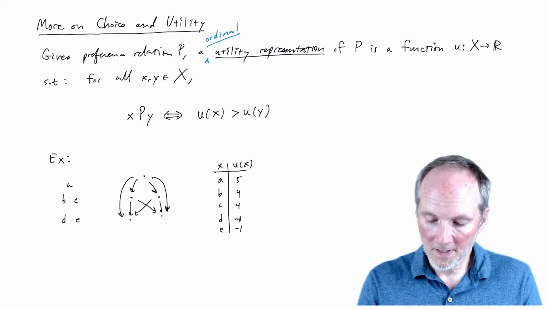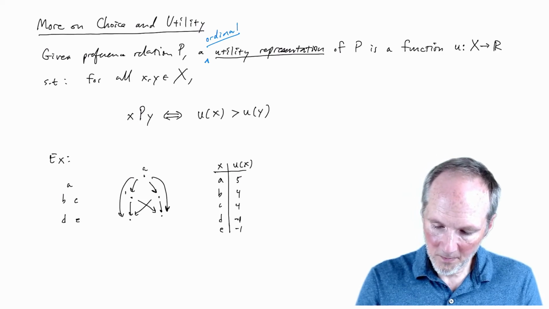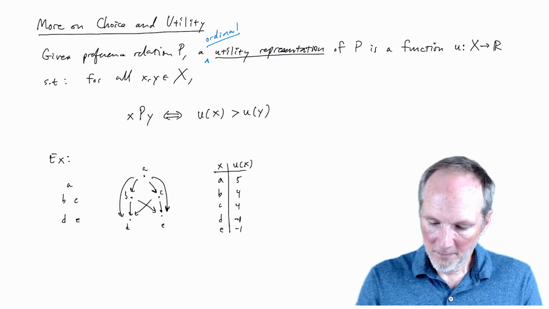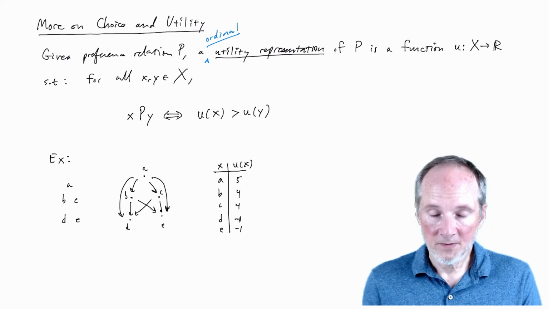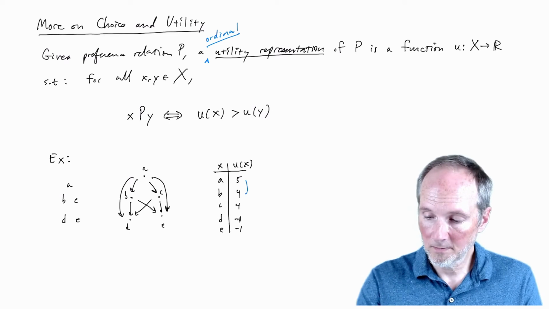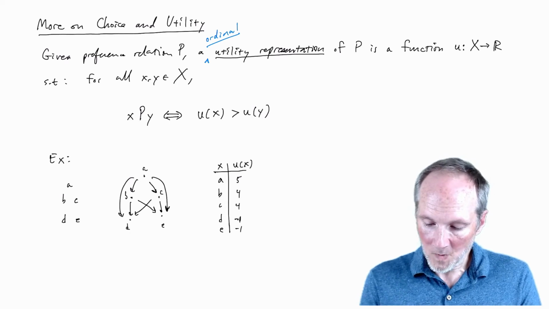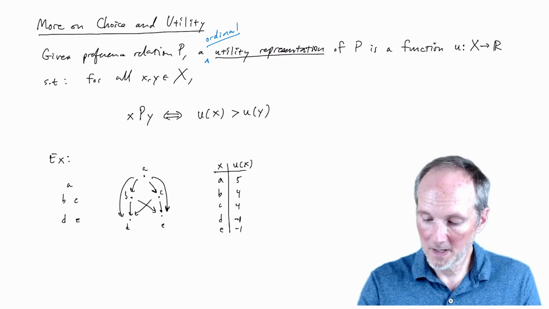So we're not going to go through every pair, but let me fill this in. If we compare, let's say, A and B, A is better than B, so it should have a higher number. And it does. 5 is higher than 4. How about C and D? Well, C is better than D, so it should have a higher number, and it does. 4 is bigger than -1.